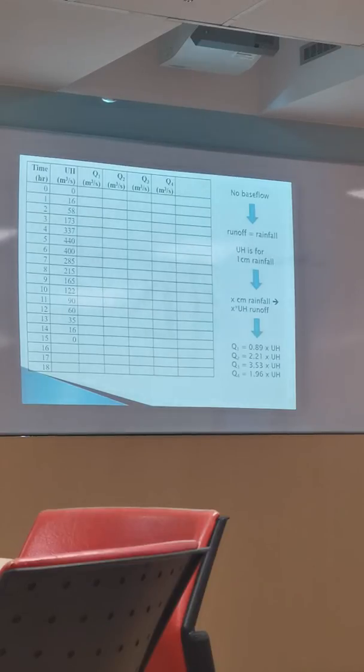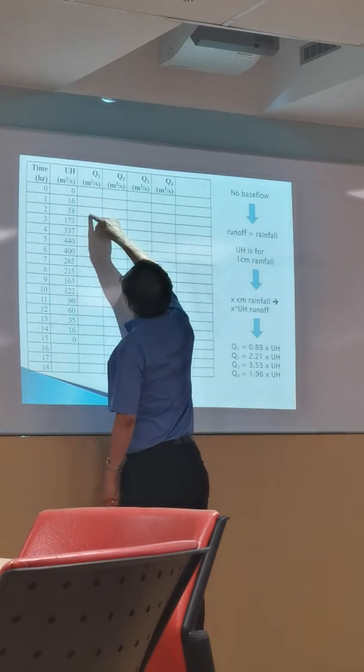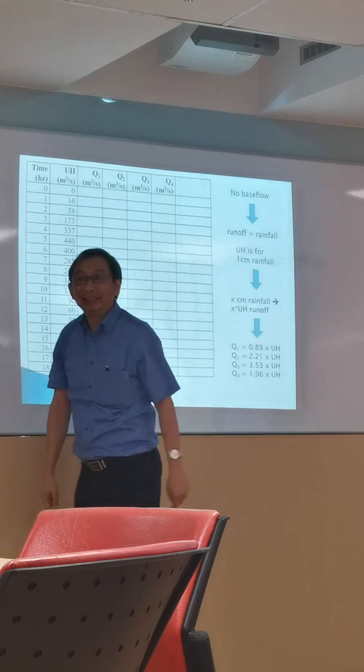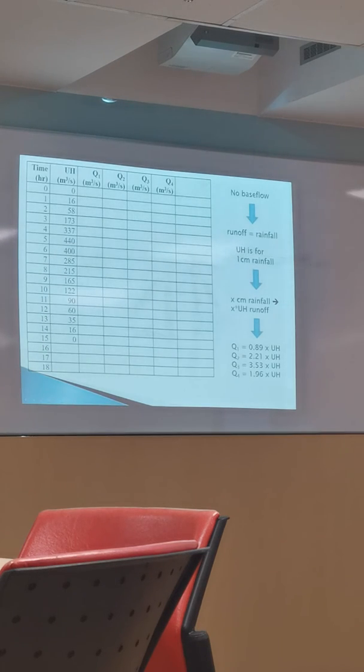4 hours later. So which column is that? 5 or 4? 4. You have to jump 4 spaces. 1, 2, 3, 4. The 0 comes here. 16 comes here, for the second rain. The first rain is not 1 unit, but it's 0.89 unit. So everybody times 0.89. Second one, everybody times 2.21, except this 0 comes 4 hours later. Jump, jump, jump. Here will be a 0. And everybody else times 2.21. Third one starts at 8, and everybody times 3.53. The fourth one starts at 12, everybody times 1.96.